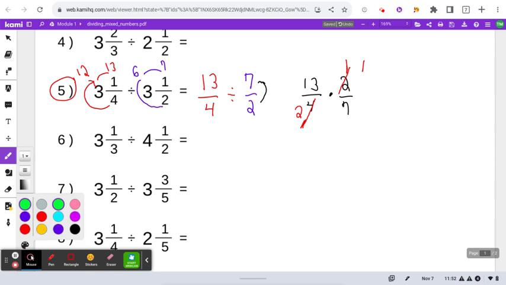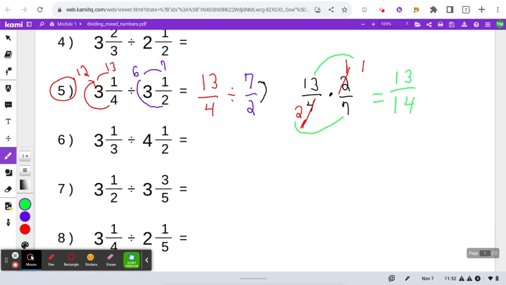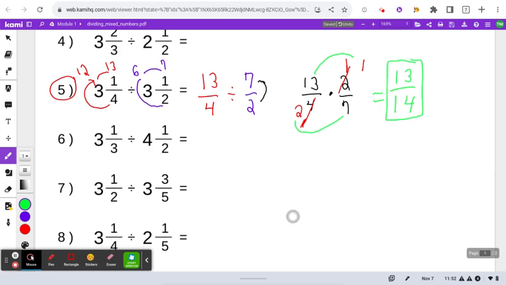Next step would be to multiply going across. 13 times 1 is 13. And then on the bottom, 2 times 7 is 14. And you can leave the fraction like that. It's not an improper fraction. You can leave it as 13/14. You do not need to reduce it.